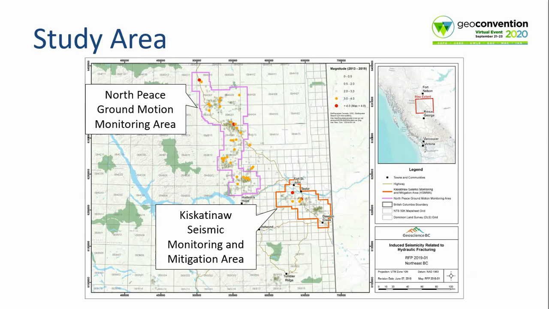The study area, as shown here, covers the entire BC Montney, stretching from around Dawson Creek in the south, all the way up to just south of Fort Nelson in the north. It's divided into 2 main development areas, known as the Kaskatinaw Seismic Monitoring and Mitigation Area and the North Peace Ground Motion Monitoring Area.